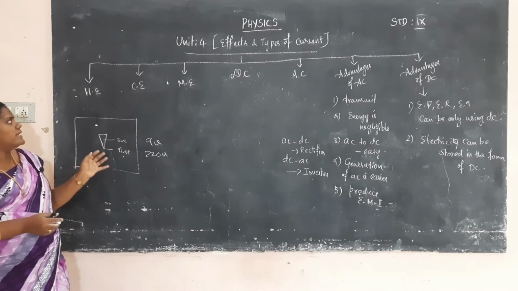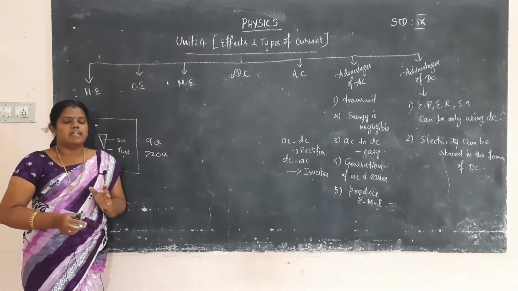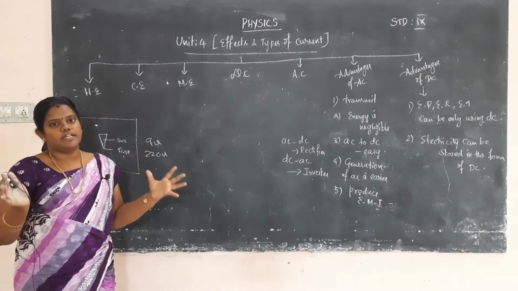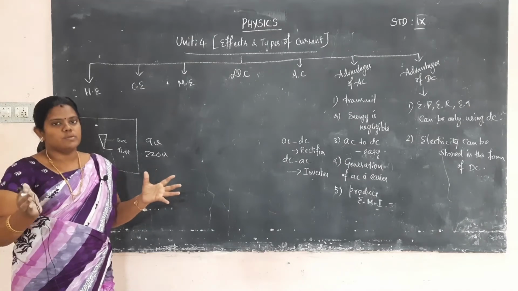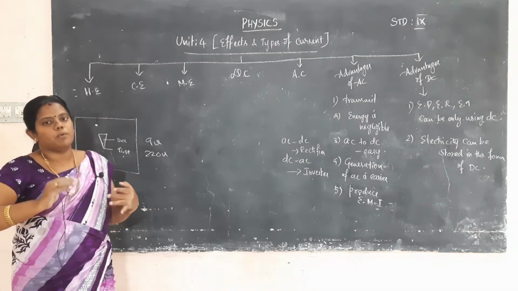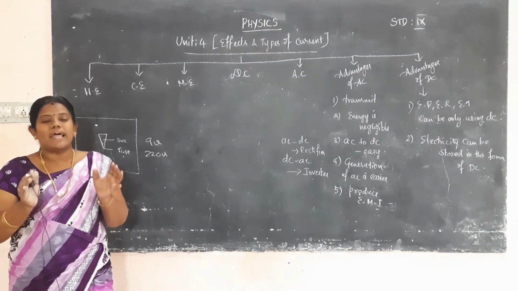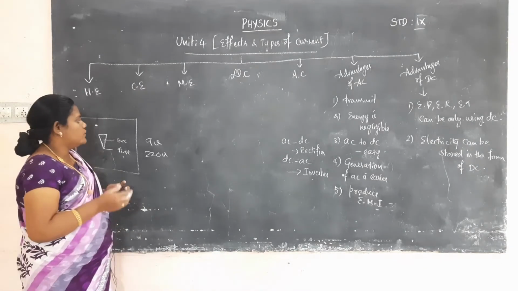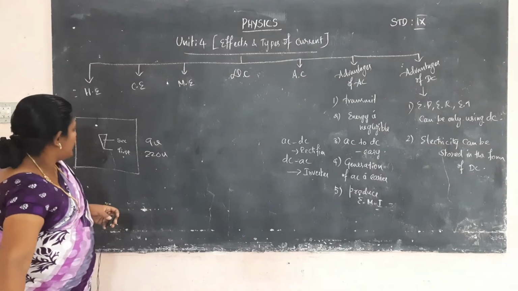What is meant by the chemical effect of current? When current is passed through an electrolytic solution, the solution decomposes into its ions on supplying the voltage. That process is called electrolysis. I will explain this concept with one activity.